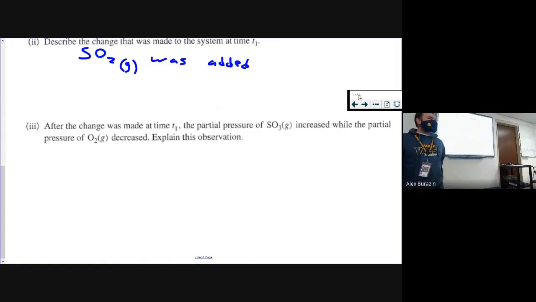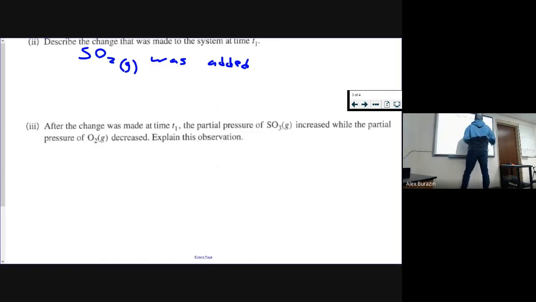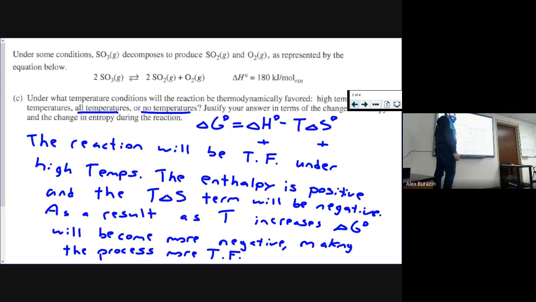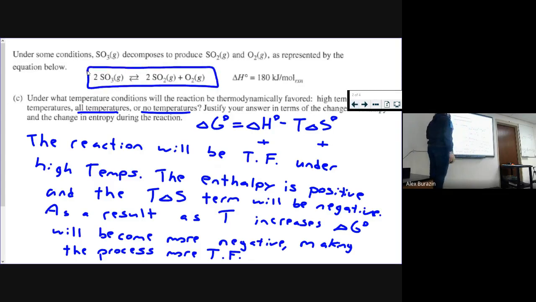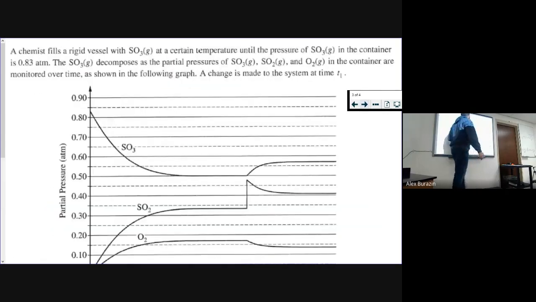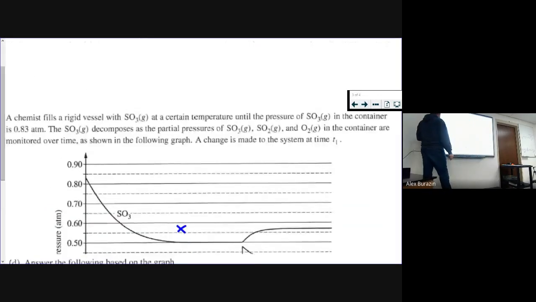Okay, so after the change was made at time t1, the partial pressure of SO3 increased while the partial pressure of O2 decreased. Explain this observation. We had a chemical reaction, right? It wasn't on this slide, but they're still referencing this reaction from the previous chunk of the problem. I want to bring that back to where I'm at. This is a whole Le Chatelier shifting equilibrium question.